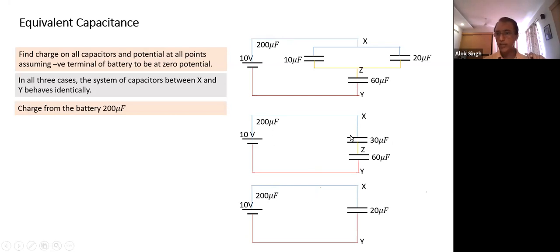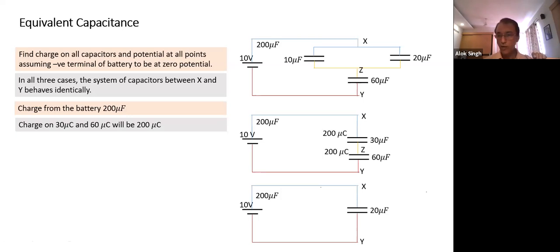Now these two are connected in series. In case of series, whatever charge is transferred by the battery, both the capacitors connected in series will receive the same charge. So what is the charge on the 30 microfarad capacitor? 200 microcoulomb. How much will this have? This also will have 200 microcoulomb. So both will have a charge of 200. This also will have 200. This also will have 200.